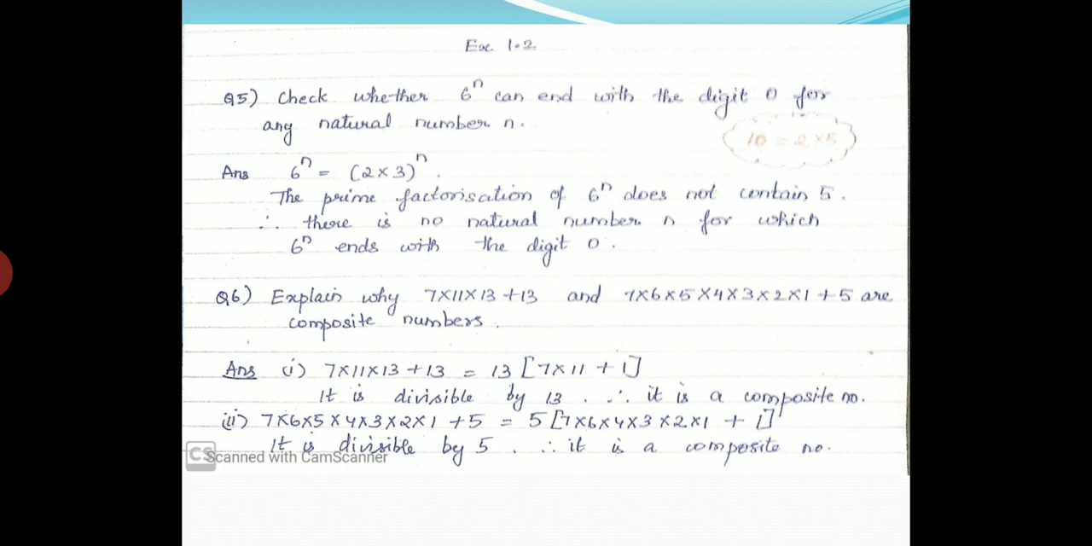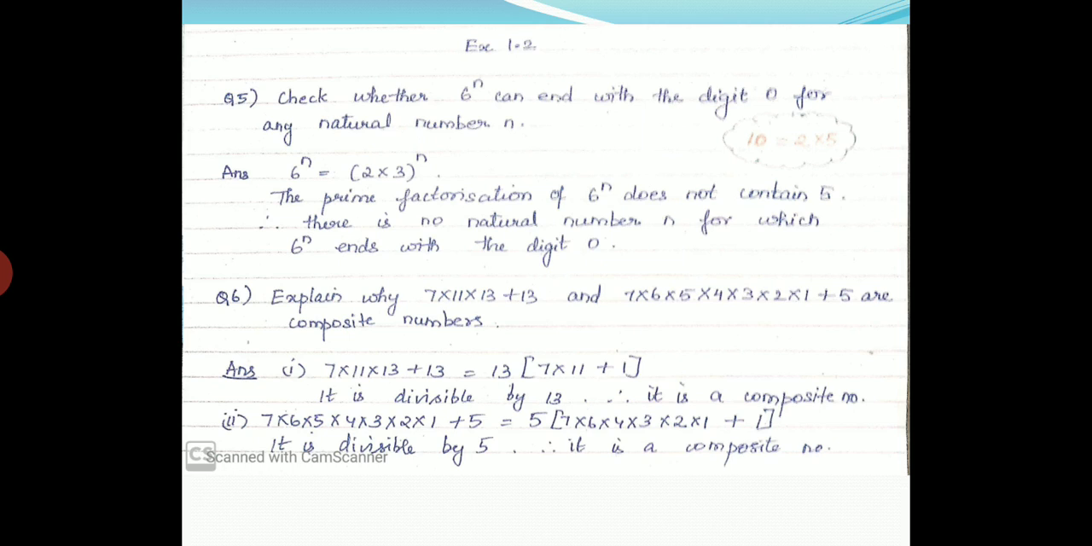So first one, we take 7 into 11 into 13 plus 13. You can see here 7 into 11 into 13 is one term. Then plus 13 is another term. From these two terms, 13 is common, so we take that out. When 13 is taken out, what do you have inside the bracket? You have 7 into 11 plus 1. If you want, you can simplify further, or you can just stop here and say that you have 13 into some number. Therefore, this number will be divisible by 13. Therefore, it is a composite number. So it has another factor also, that's why.